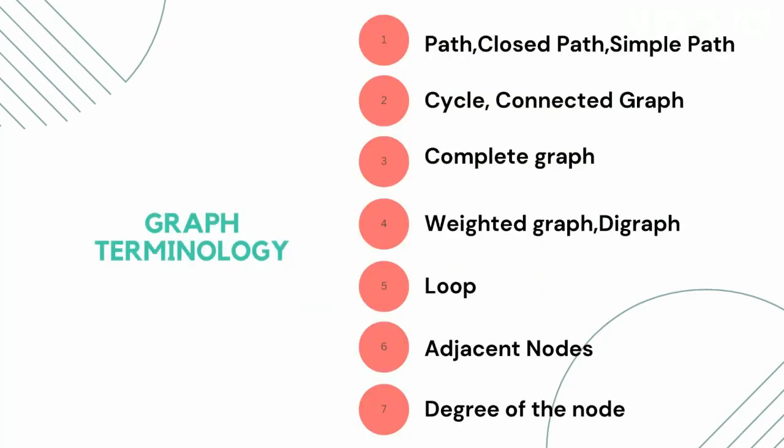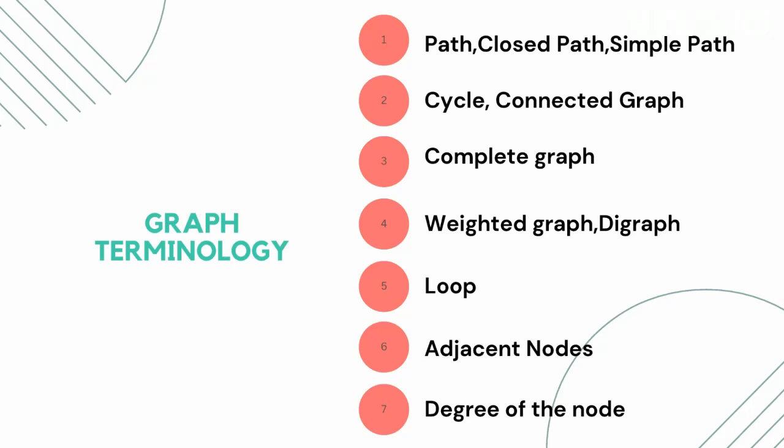In this, the graph terminologies can be described. The graph terminologies are as follows: path, closed path, simple path, cycle, connected graph, complete graph, weighted graph, digraph, loop, adjacent nodes, and degree of the node. We will see them one by one.